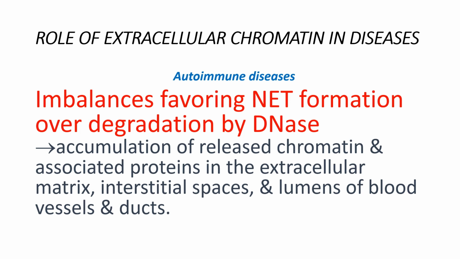Now I'm going to talk about the role of extracellular chromatin in autoimmune diseases. So while neutrophil extracellular traps play an important role in eliminating pathogens, they also play a role in the development and pathogenesis of various autoimmune diseases. For example, rheumatoid arthritis, systemic lupus erythematosus, anti-neutrophil cytoplasmic antibody-associated vasculitis, antiphospholipid syndrome, psoriasis, and others. Actually, an imbalance favoring NET formation over degradation by DNase can lead to the accumulation of released chromatin and associated proteins in the extracellular matrix and interstitial spaces and lumens of blood vessels and ducts. This accumulation contributes to the progression and manifestations of these autoimmune conditions.